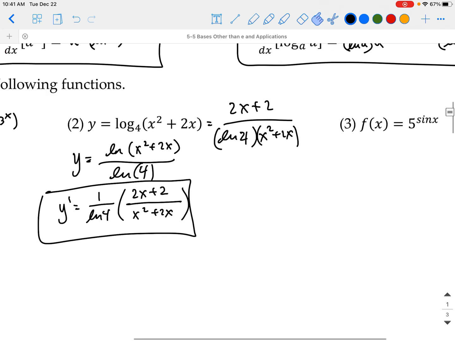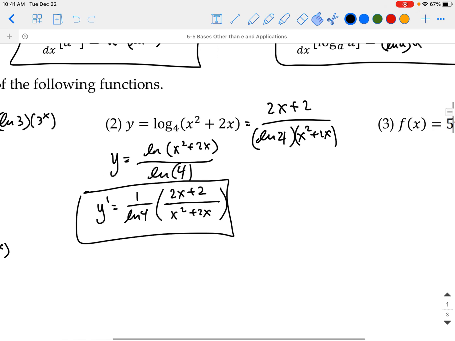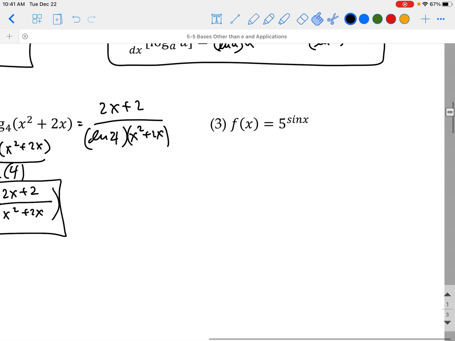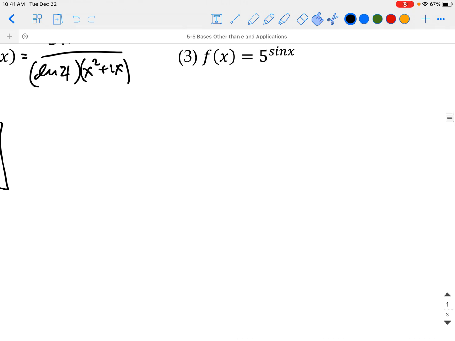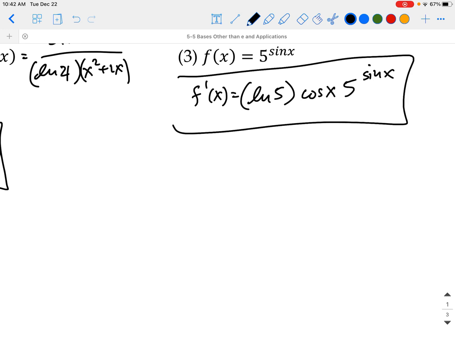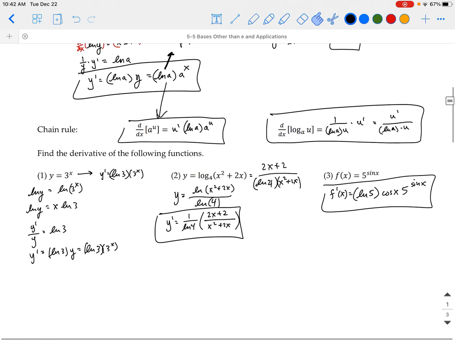But again, feel free to use either the log differentiation we did for number 1 or the change of base property we did for number 2 to start, because there's no wrong way to do it as long as it's correct. And then for f of x equals 5 to the sine x, f prime of x, if we're using that property for differentiating exponentials, we'll get the natural log of 5 times the derivative of sine times our original function. So that would just be doing it directly as opposed to taking the log of both sides. Okay.